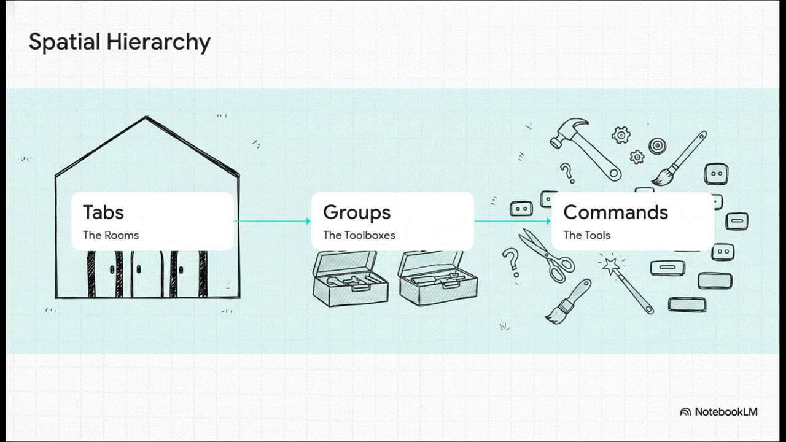Step 1, you have the tabs at the very top. Think of these as the rooms of a house you're walking into. Step 2, inside each room, you have groups, which act like organized toolboxes. And step 3, inside those toolboxes are the commands, the individual tools or buttons you use to actually perform specific actions. Grasping this simple architectural rule, it's a game changer. You'll never aimlessly click around looking for a feature ever again.